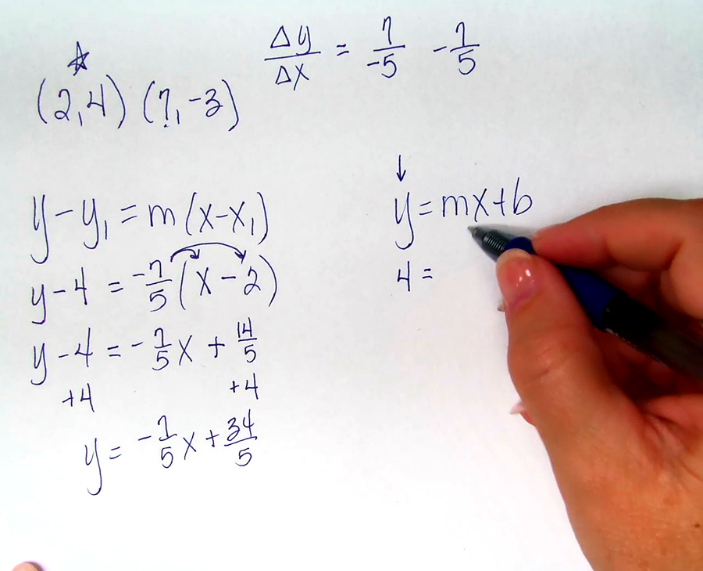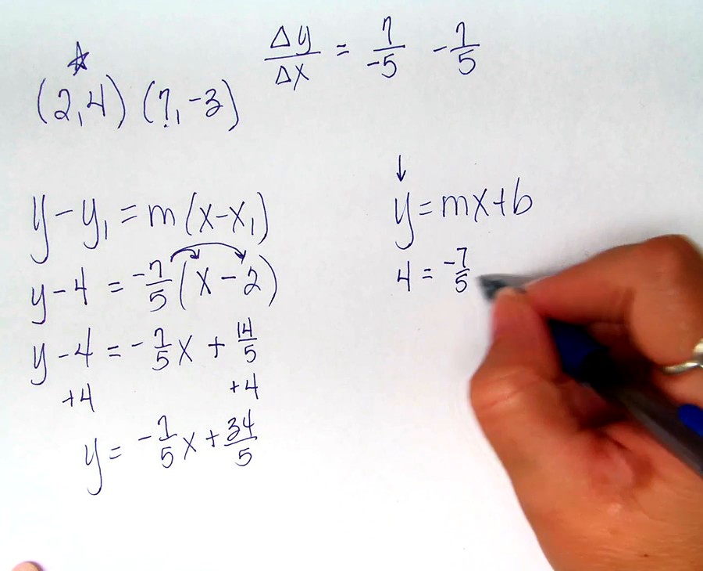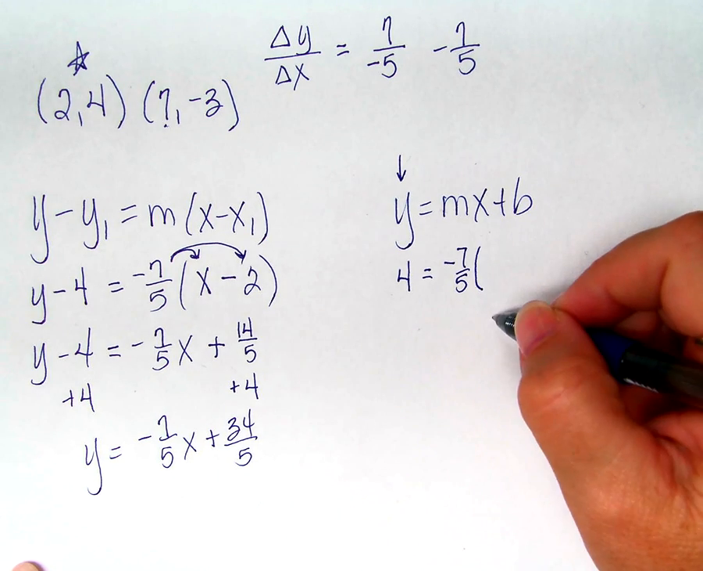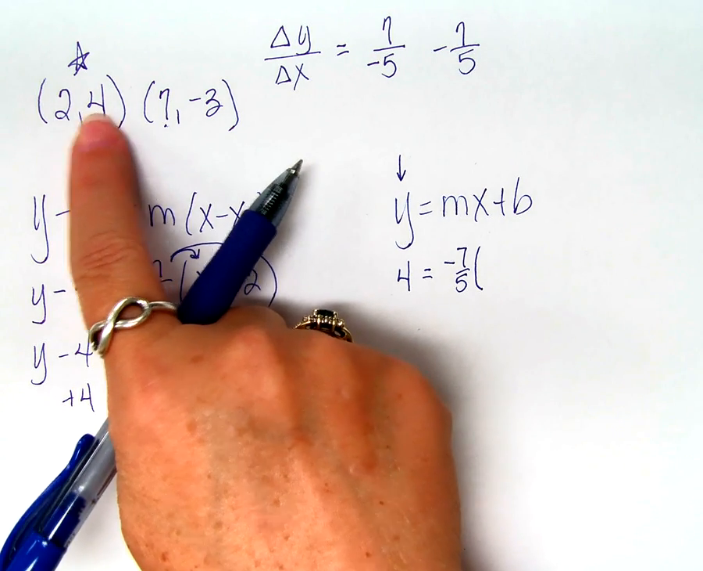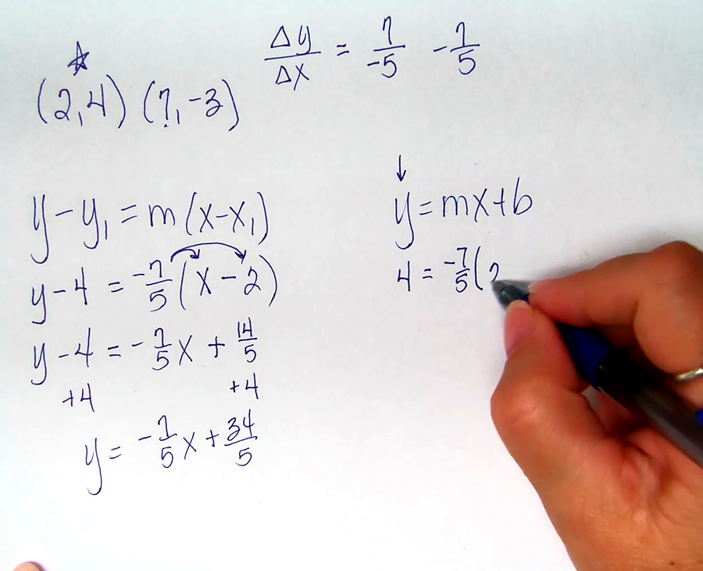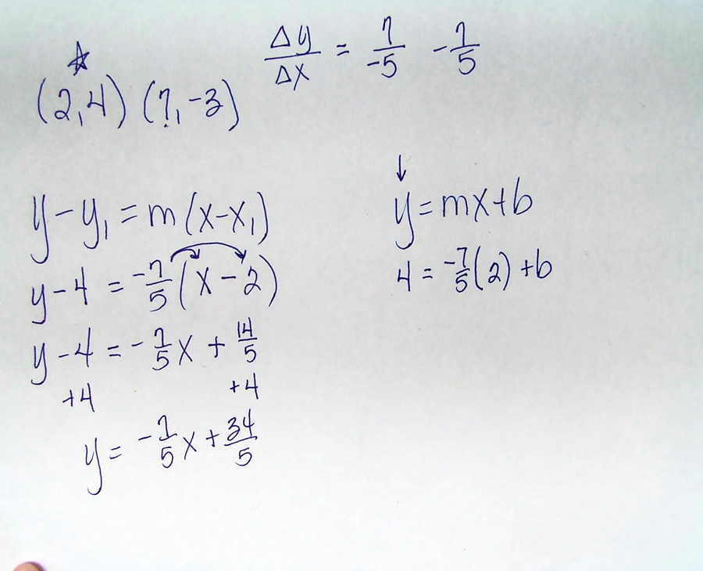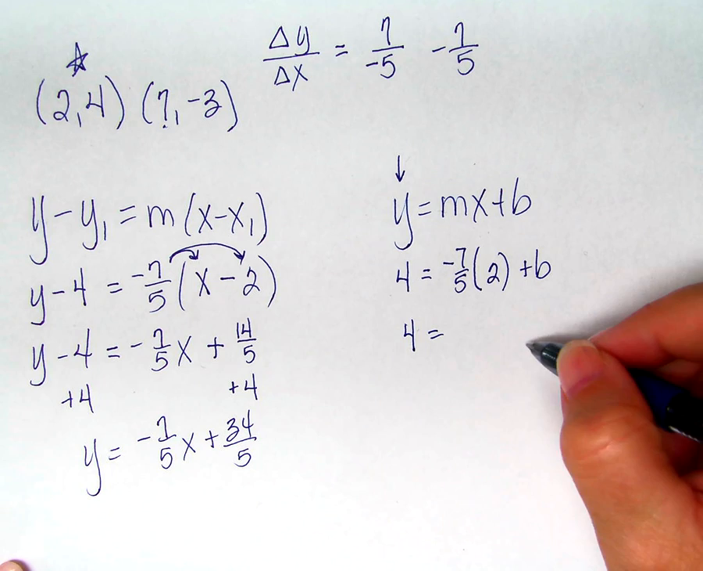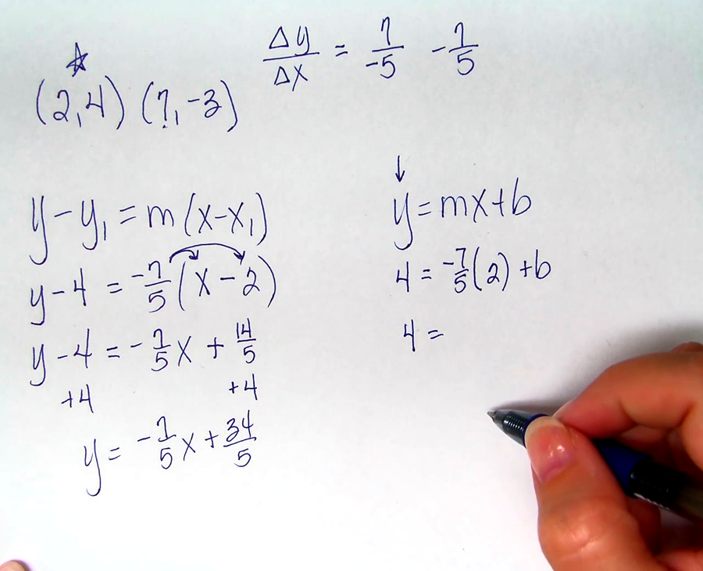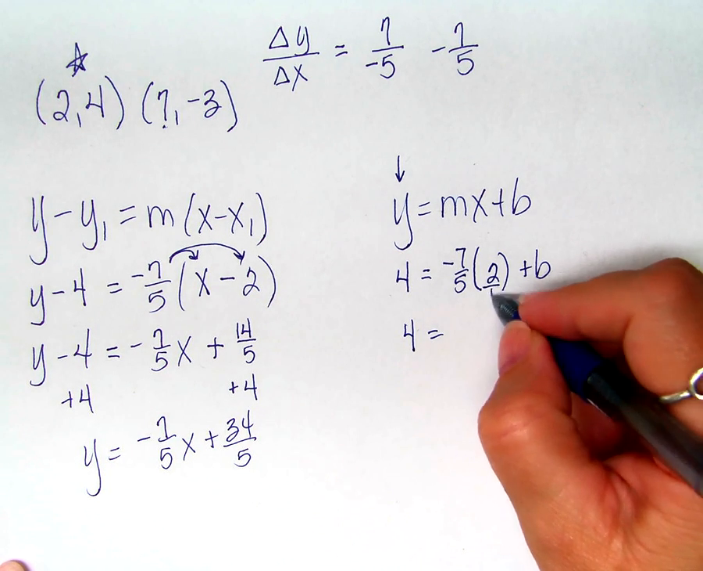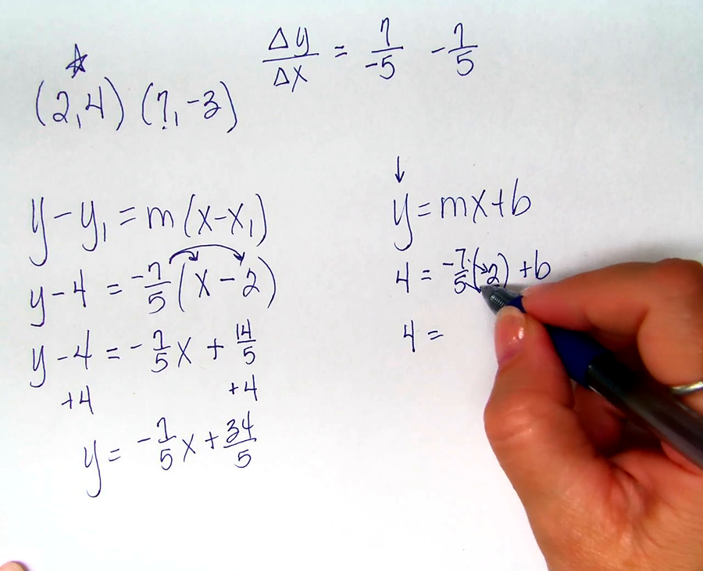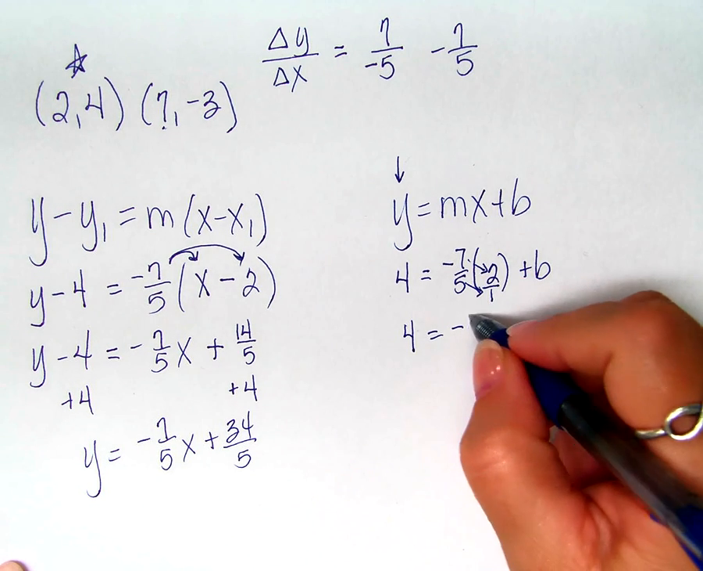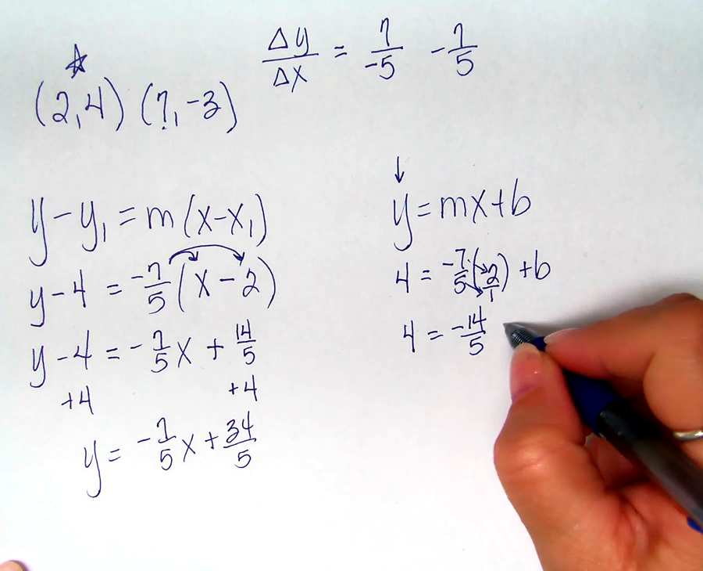Equals, what's the m? -7/5. What's the x? Well, if I use the 4, then I got to use the 2, don't I? Plus b. Wait, what's b? That's what we're trying to find, isn't it? Okay. So 4 equals, how do I multiply fractions again? If they're both fractions, I can multiply straight across the top and straight across the bottom. So I get -14/5 plus b.